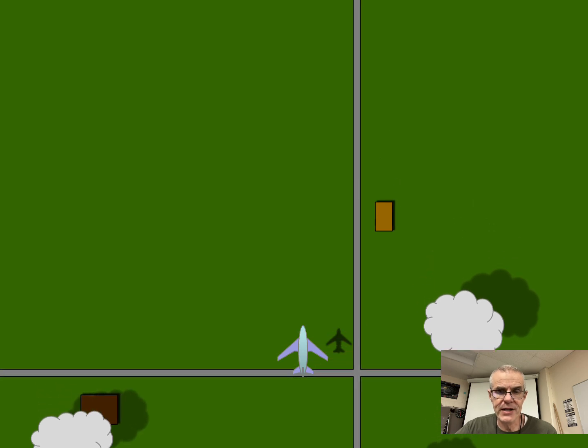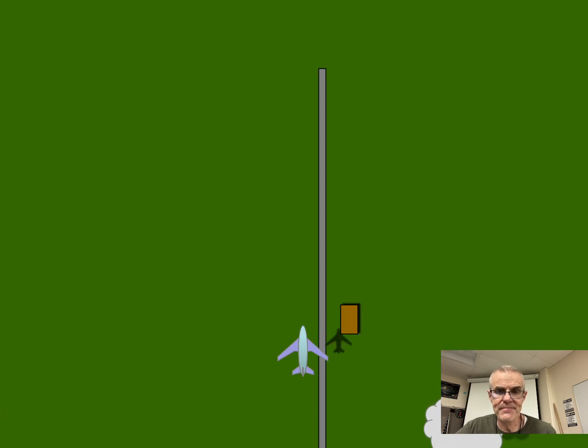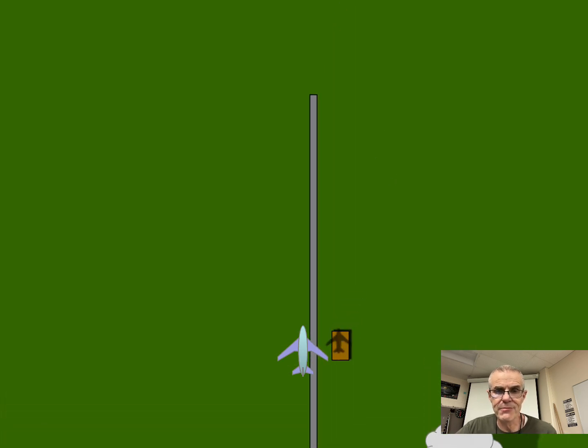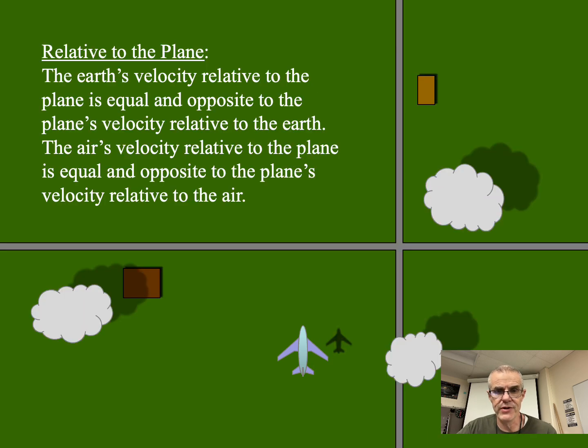Here's another perspective. Here we have a reference frame, which is the plane. What if we use the plane as our frame of reference? Everything else is moving.